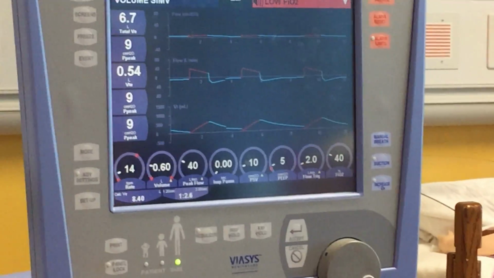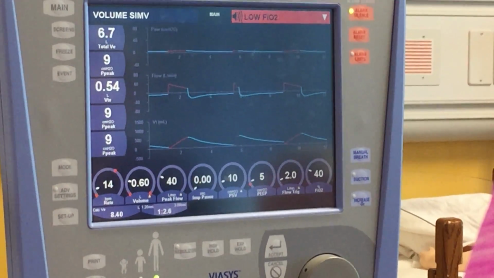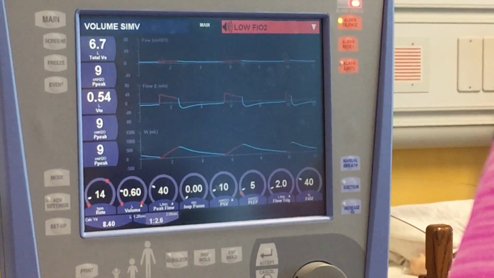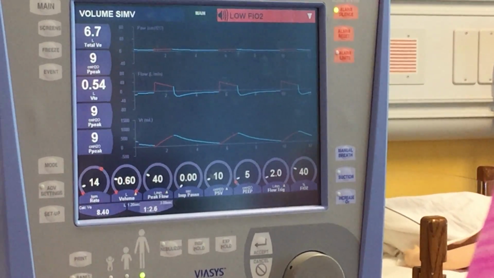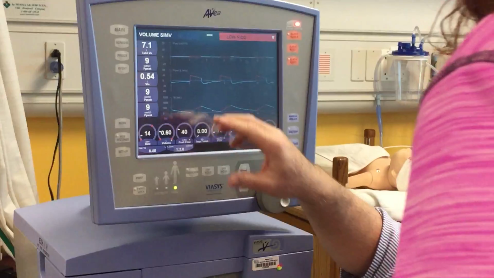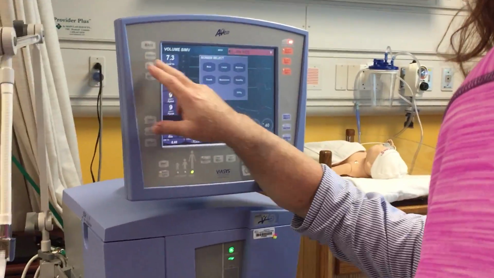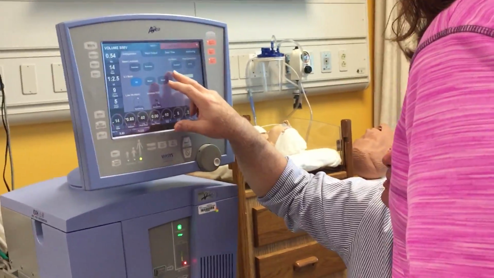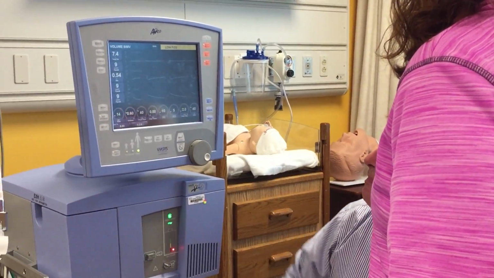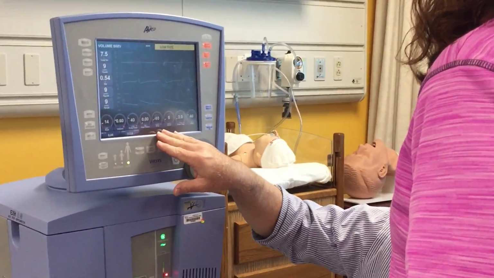Pressure support is only in spontaneous modes, like SIMV, where the patient can breathe spontaneously. And it's kind of like a little boost. It's like 10 centimeters worth of pressure boost for the patient. Makes it easier for it to breathe. Let me go back in here. This arm. There we go. Okay, so that's my pressure support.